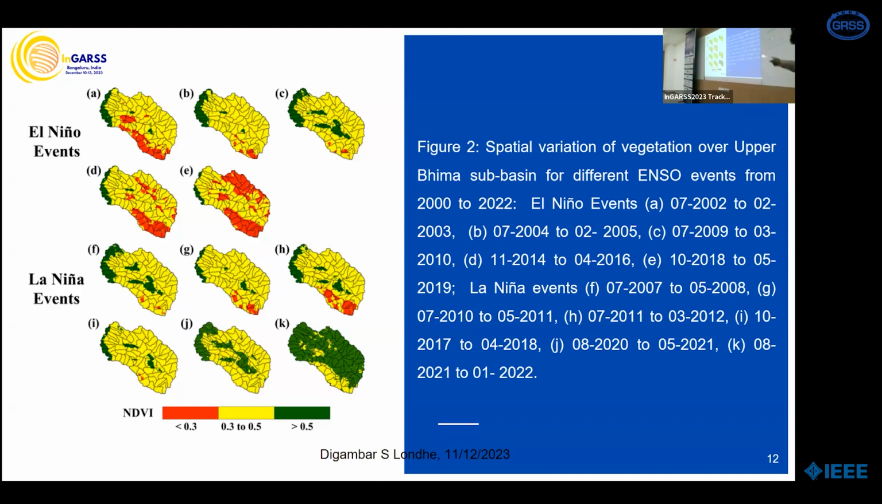And the last La Nina event, which is very recent, from August 2021 to January 2022, is showing dense vegetation. Also, it has been observed that a seasonal effect can be seen in these vegetation outputs. In that last phase, the event started from August, which is monsoon, to January. So that seasonal effect is also considered.